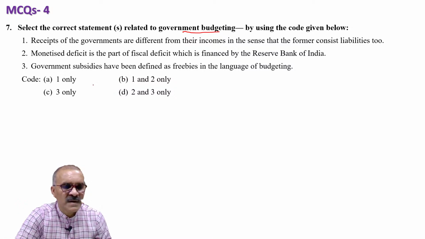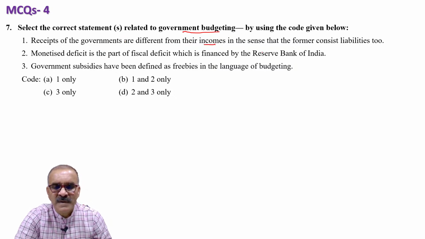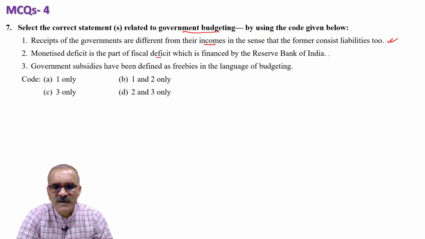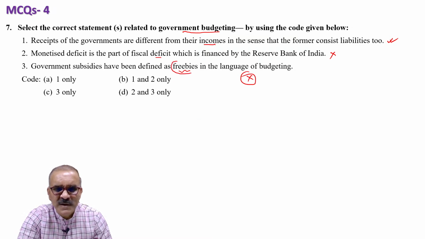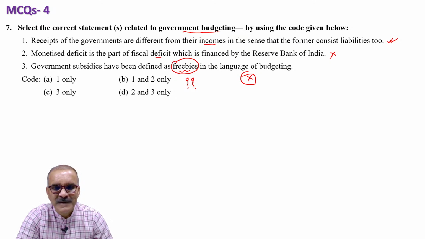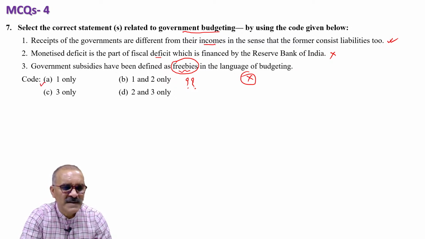The real story is receipts of governments are different from their income in the sense that the former contains liabilities too. This is correct. Second, monetized deficit is the part of fiscal deficit which is financed by Reserve Bank of India. This is wrong. Government subsidies have been defined as freebies in the language of budgeting. No, this is also wrong. Freebies is a term which has not even been defined by economics. In layman language, we call subsidies or subsidized supply of anything freebies, which was recently in the news. So statements 2 and 3 both are wrong. Only one is correct. So the answer will be A.